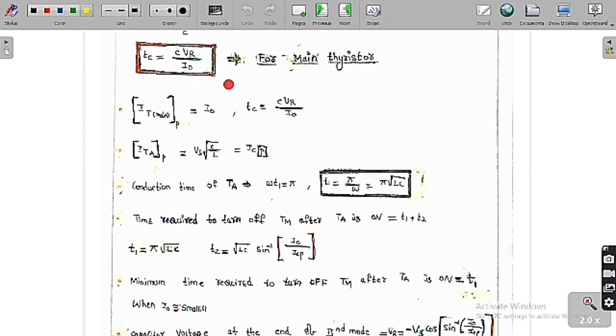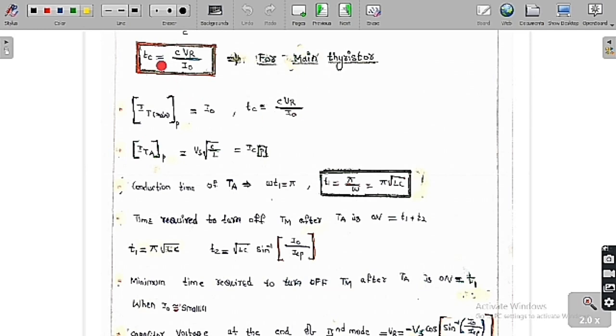Now basically in the circuit, because of the current only, the main thyristor is going to get turned off. Because the current in the main thyristor is decreasing, it is going to become 0, and because of that only it is going to become off. That is the reason it is called current commutation. So the main thyristor was turned off because the main current becomes 0, less than the holding current. It is also called current commutation or class B commutation.